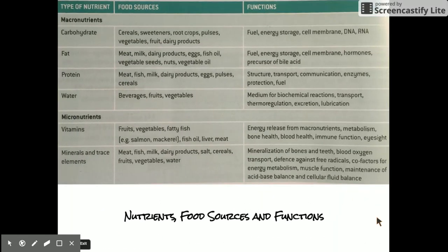So this is a fantastic chart in your course companion. It's on page 52, and what it does is take each of the macronutrients and micronutrients and tell you where we find each nutrient. Even better, it gives you the specific functions for each. You probably want to transcribe this information into your notes so that you have it for reference later on.